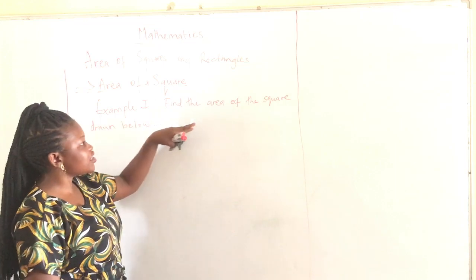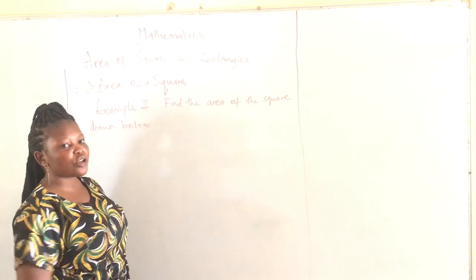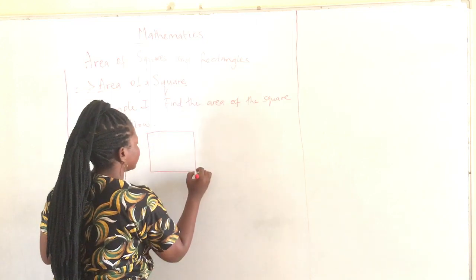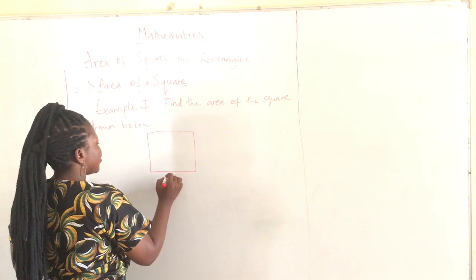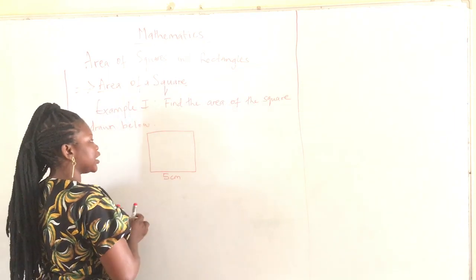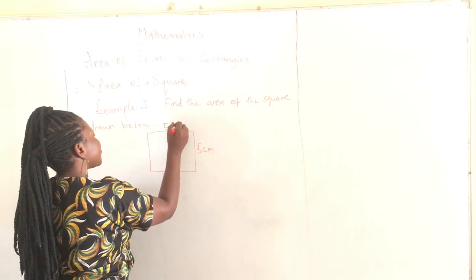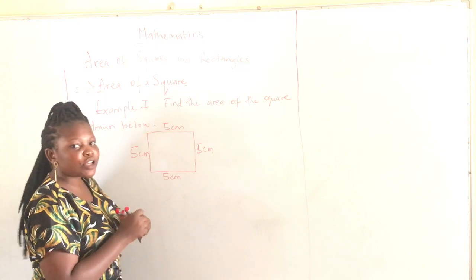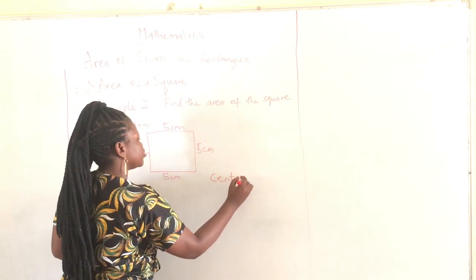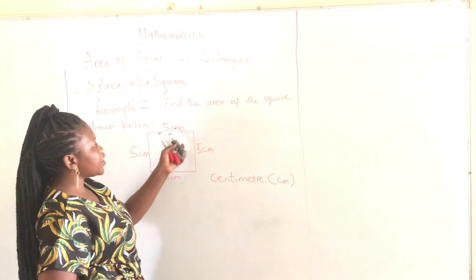On the board we have: find the area of the square drawn below. And this is the square. Let's say our square is 5 centimeters. If this side of the square is 5 centimeters, since the square has 4 equal sides, it means this other side is 5 cm, here is also 5 cm, here is also 5 cm. Cm is short for centimeter. So how do we find the area of this square?